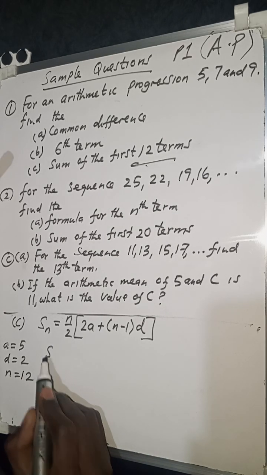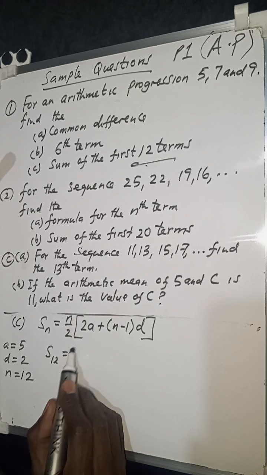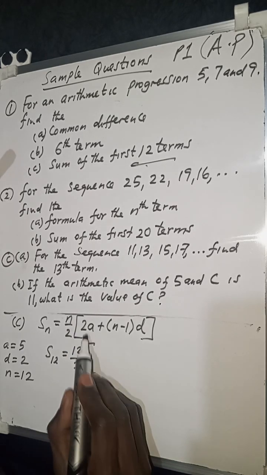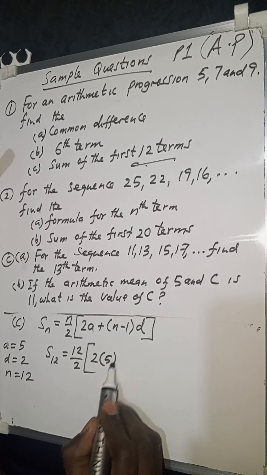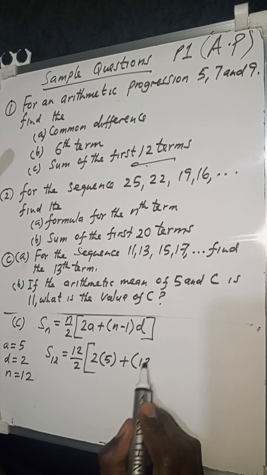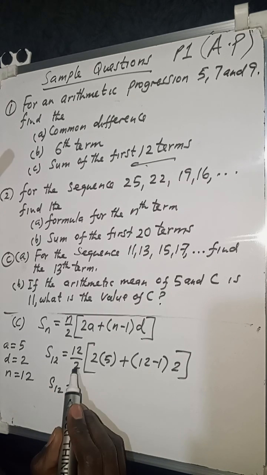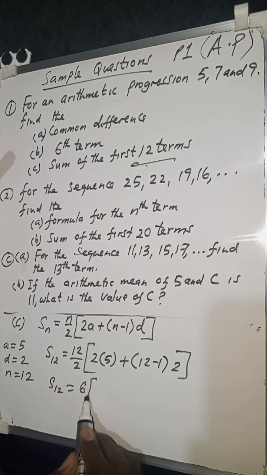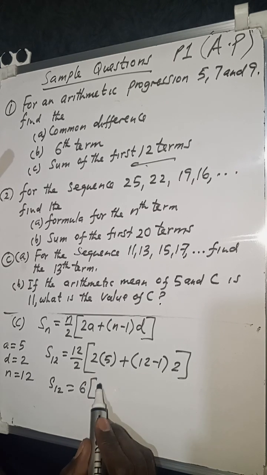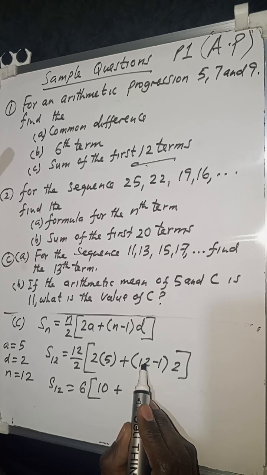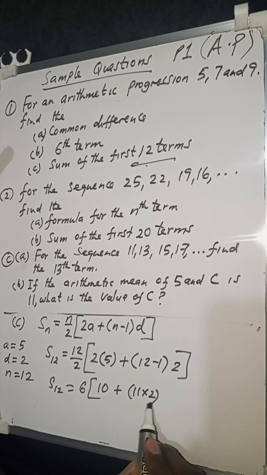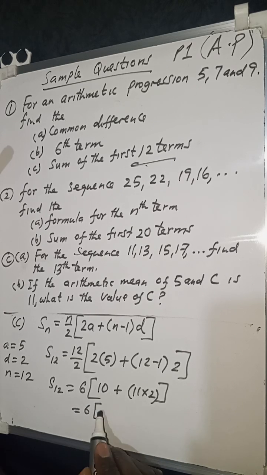So we replace there. It will be S12, my n is 12, so 12 over 2, multiplied by 2 times the first term, 5, plus, what is my n? It is 12 minus 1, times the common difference, which is 2. So S12 is 12 over 2, which is 6. Let's work out what is there. 2 times 5 is 10, plus 12 minus 1, that is 11, times 2, which is 22. So it will be 6 times the bracket, 10 plus 22, which gives us 32.